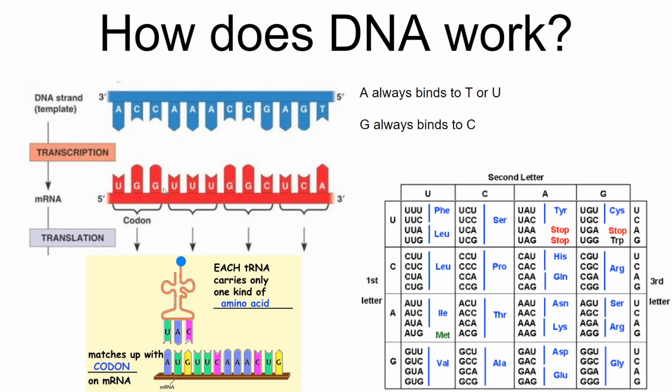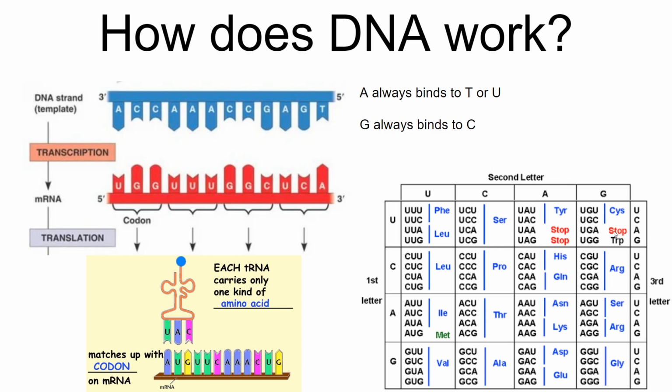UGG is the first codon in this RNA sequence. So I can use this table by starting with my first letter, which is U, finding the box that correlates to the second letter, which is G, and then the third letter in this box, which is also G. That tells me that the amino acid that I need is abbreviated as TRP. That means the first amino acid in the sequence would be TRP.